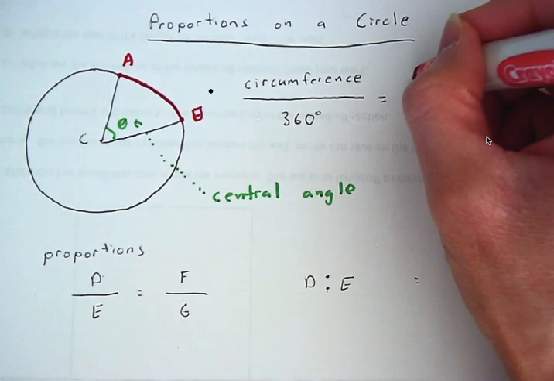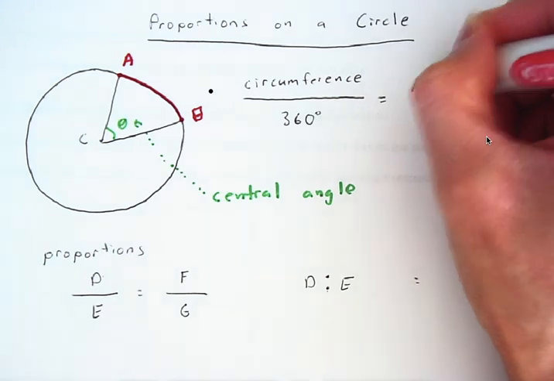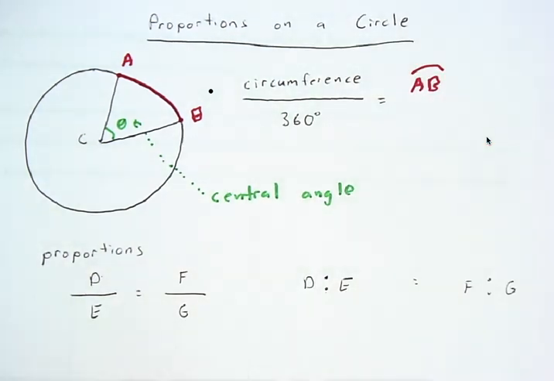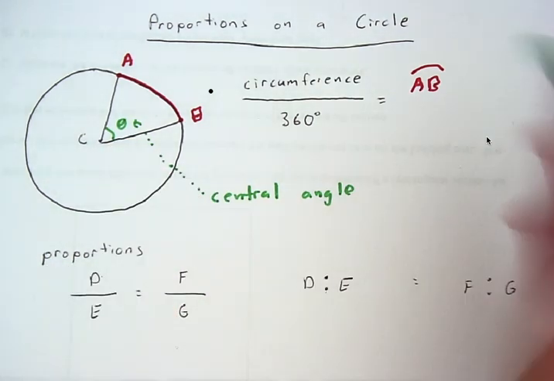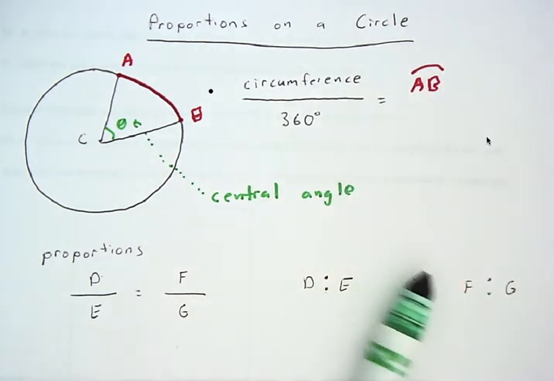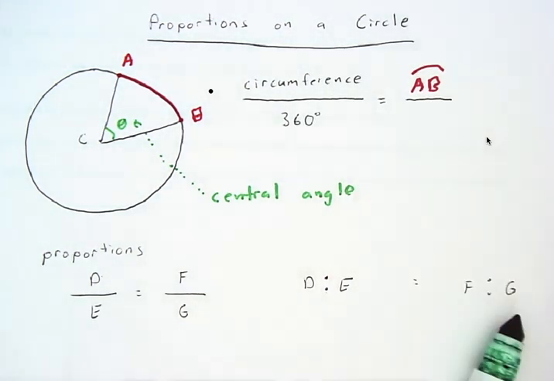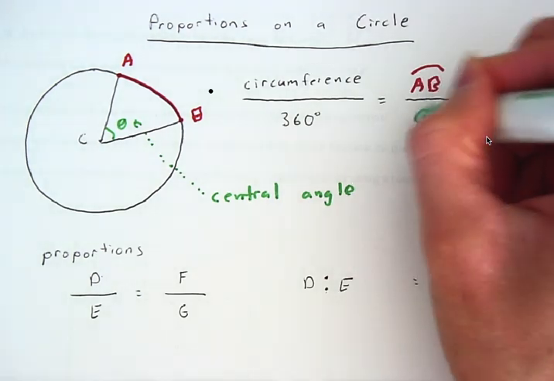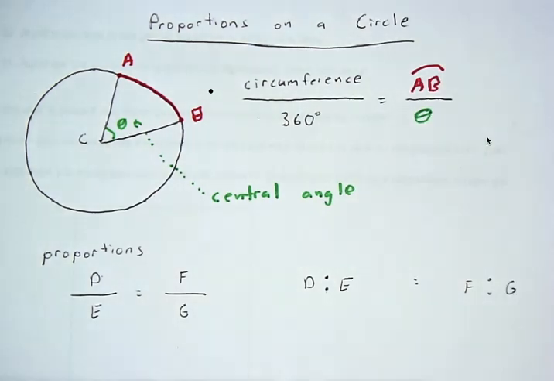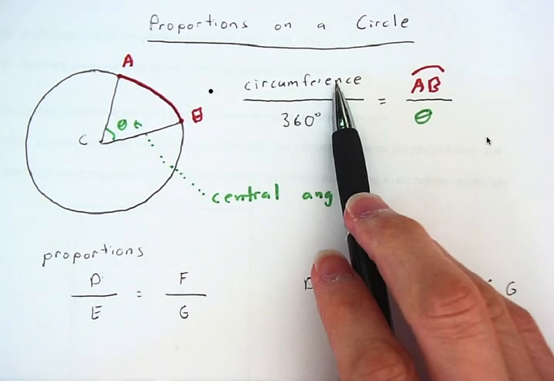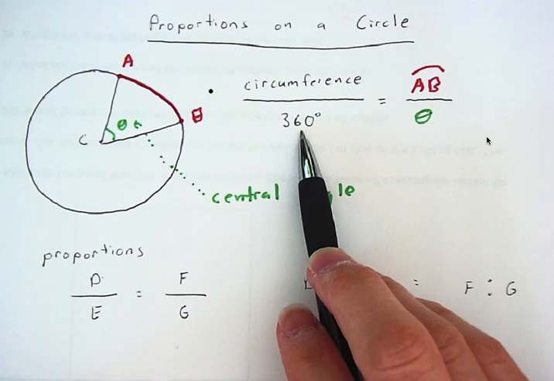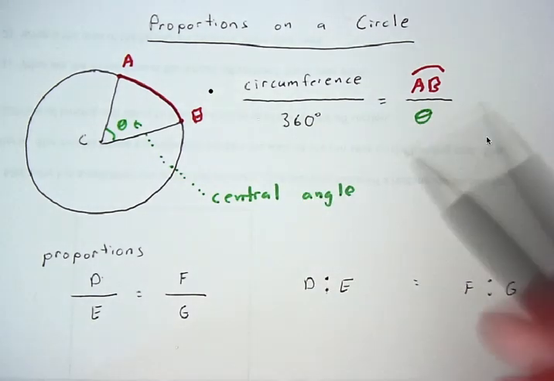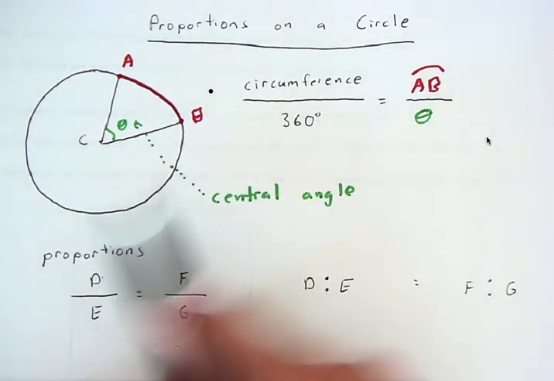So it turns out the length going from A to B, or the arc AB, or arc length AB, divided by this angle right here on the inside, is equal to whatever the circumference is divided by 360. And that would work for any particular arc length on this circle.